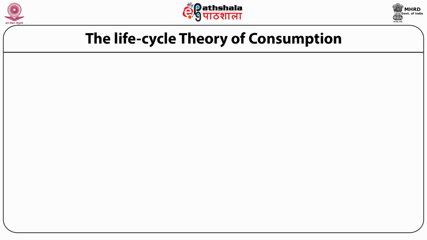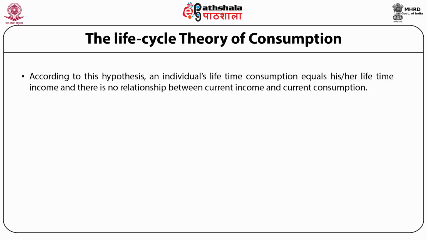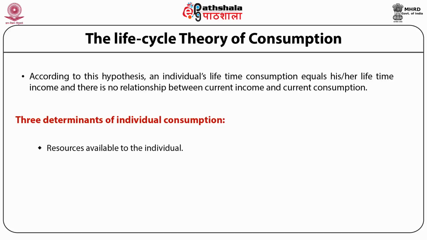Ando and Modigliani borrowed this idea and formulated life cycle hypothesis in 1960s. According to this hypothesis, an individual's lifetime consumption equals his or her lifetime income, and there is no relationship between current income and current consumption. People in times of higher income, after meeting their consumption, save more, and in times of low income, particularly after retirement, to maintain their earlier consumption or earlier standard of living, dissave. Thereby, people over their lifetime maintain a steady level of consumption. The hypothesis states three determinants of individual consumption in any time, and they are resources available to the individual, the rate of return on his capital, and the age of the individual.